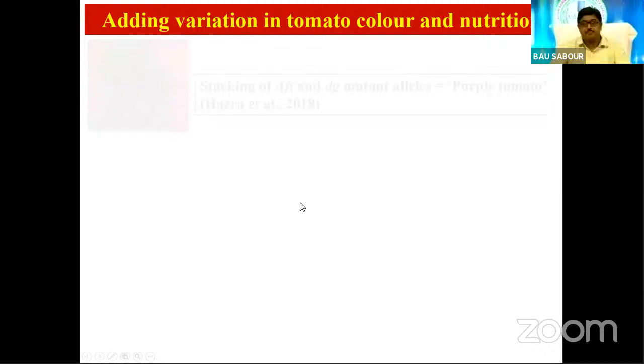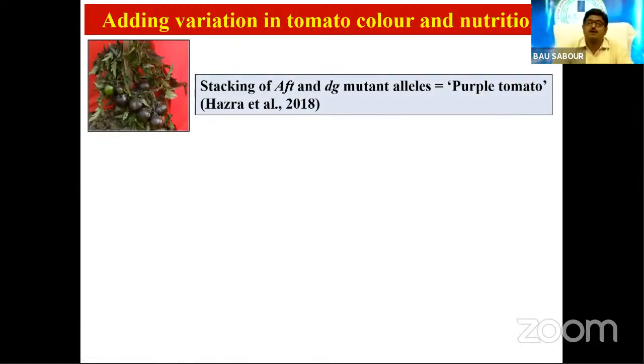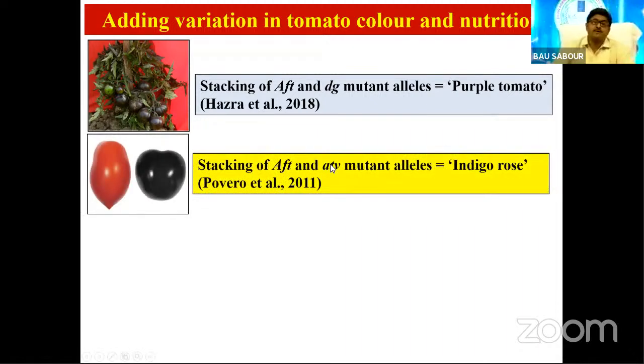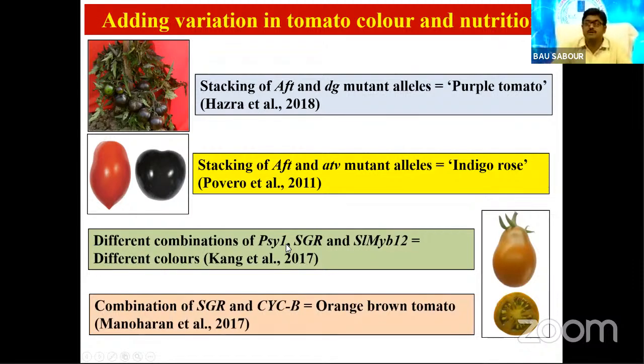So here are certain more variations in tomato color. One variation has been bred by Dr. Hajra and his group at BCKV, where the AFT and DG mutant alleles have been stacked to develop the purple tomato, which the institute has claimed has a very pivotal role in fighting against cancer, because anthocyanin is an anti-cancerous compound, as we know. This is another indigo rose colored, anthocyanin rich tomato where AFT and ATV mutant alleles have been stacked. And there are more color variants nowadays being added in tomato, where an orange brown colored tomato rich in phytonutrients and other health promoting nutritive compounds has been developed. They are not developed through any transgenic approach. They are non-GMO products. Only through molecular breeding and mutation breeding have these kinds of color variants been added.